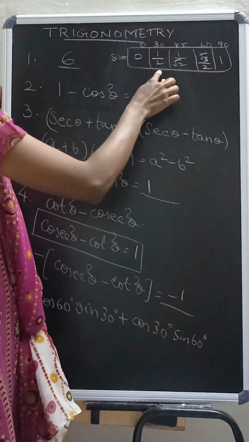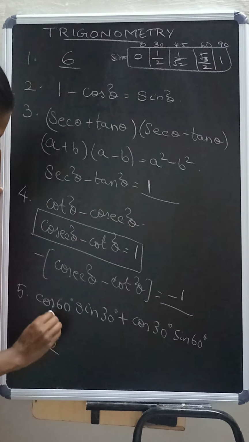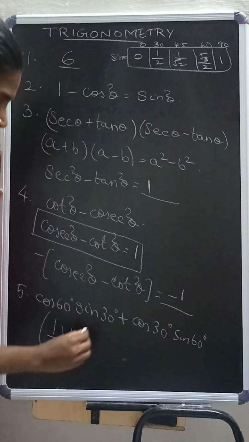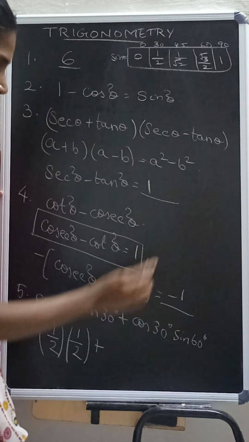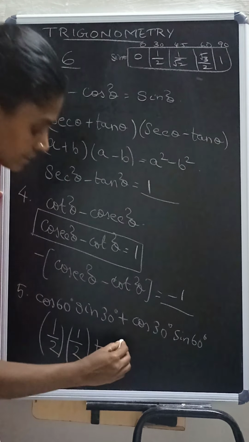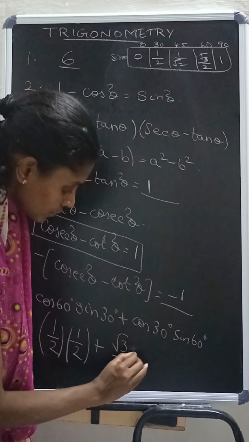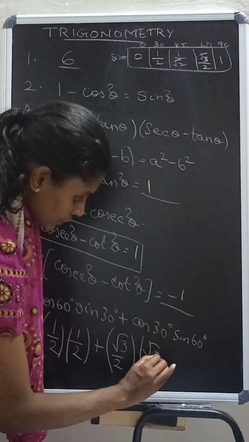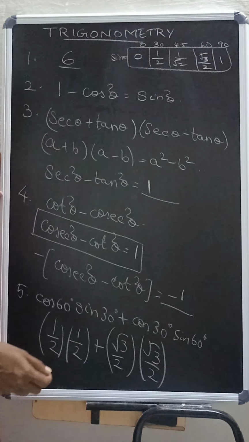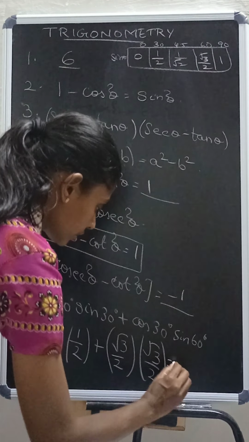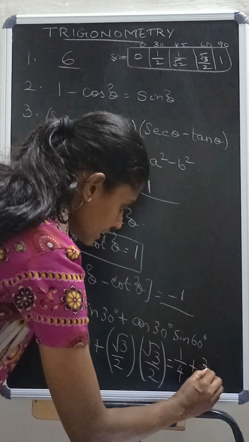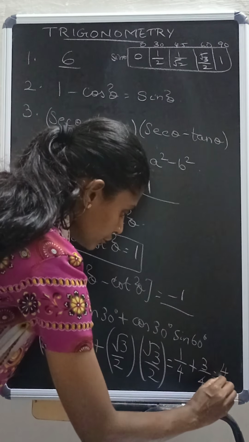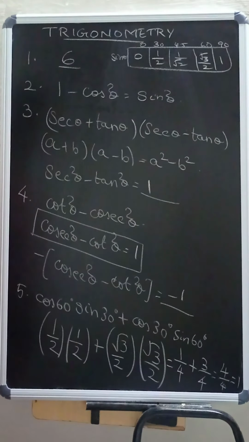Cos 60 is nothing but sin 30. 1 by 2 into sin 30 is 1 by 2 plus cos 30 is sin 60, root 3 by 2, and sin 60 is root 3 by 2. So you have 1 by 4 plus root 3 into root 3 is 3, 3 by 4. So which is equal to 4 by 4 equal to 1. 1 is your answer.